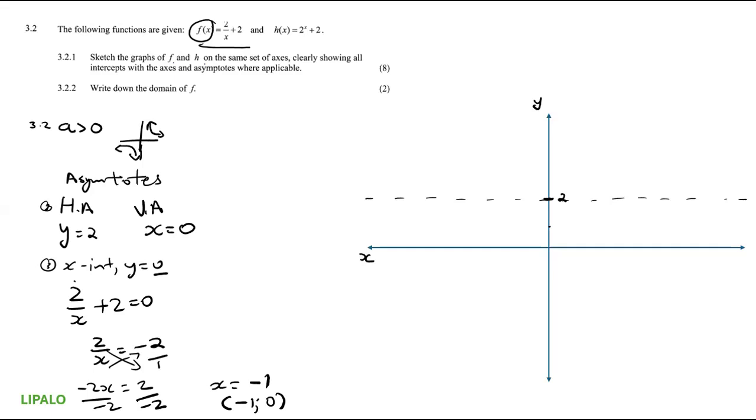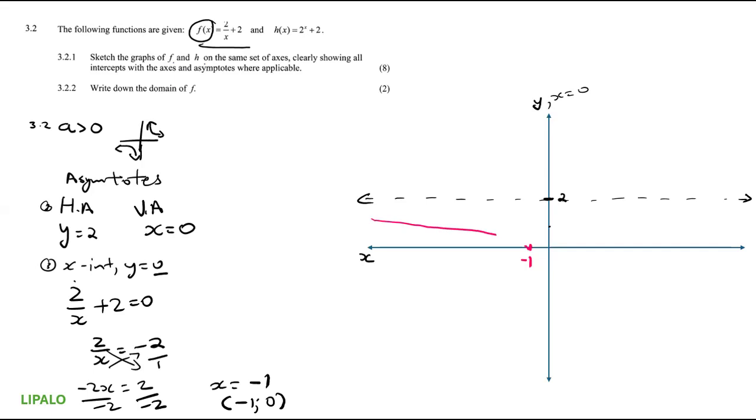Then I follow with the x-intercept, which is negative 1. Here is negative 1. You will be provided with a graph when you're writing an exam, so you won't struggle with plotting. I know the shape. I know that it doesn't touch this line. I know that it also doesn't touch the y-axis, because this is where x is equal to 0. And then I start plotting, I start sketching.